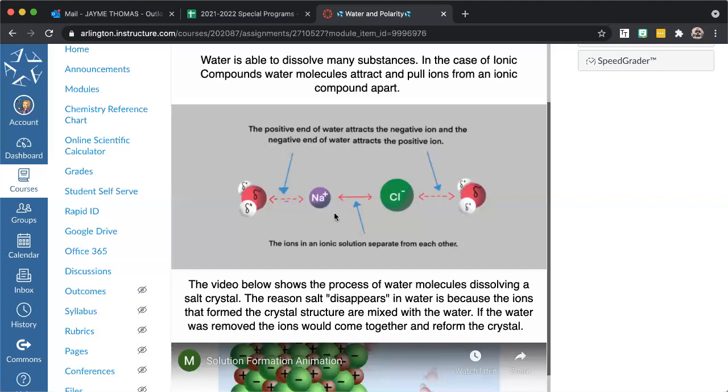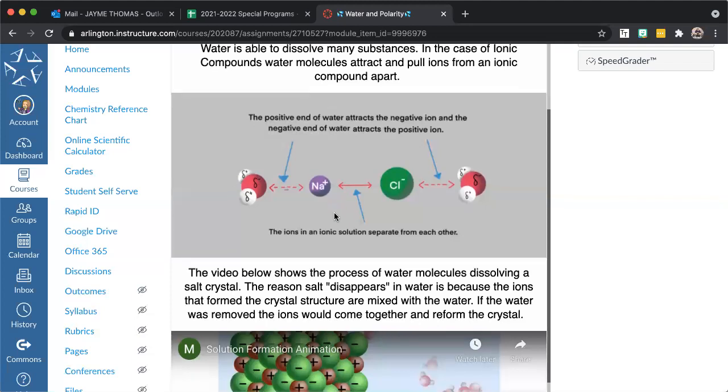And usually they're going to be surrounded by, I believe, 6 water molecules. There's a ratio. I think it's 6. And so the water molecules pull apart these ions. So when you dissolve an ionic compound like salt in water, there's not NaCl floating around. There are positive sodium ions and there are negative chloride ions.